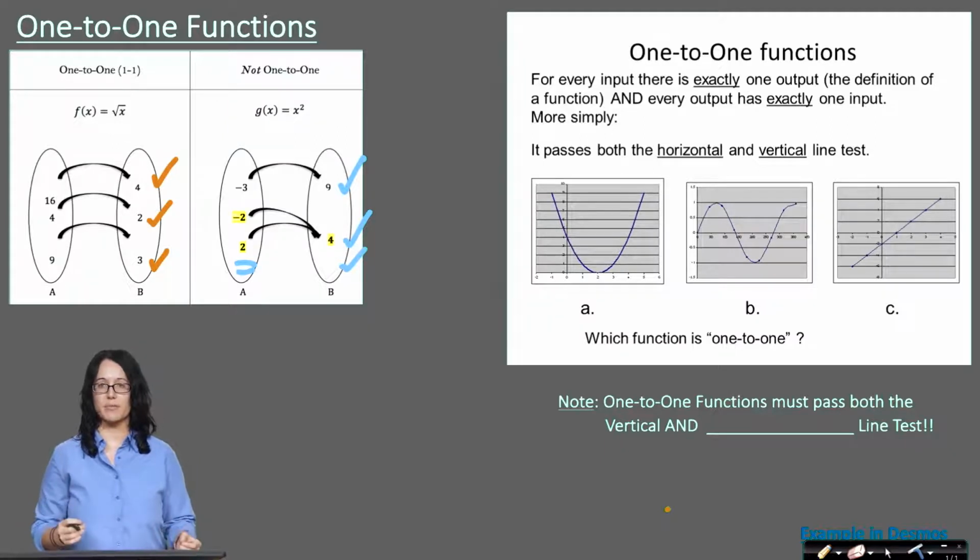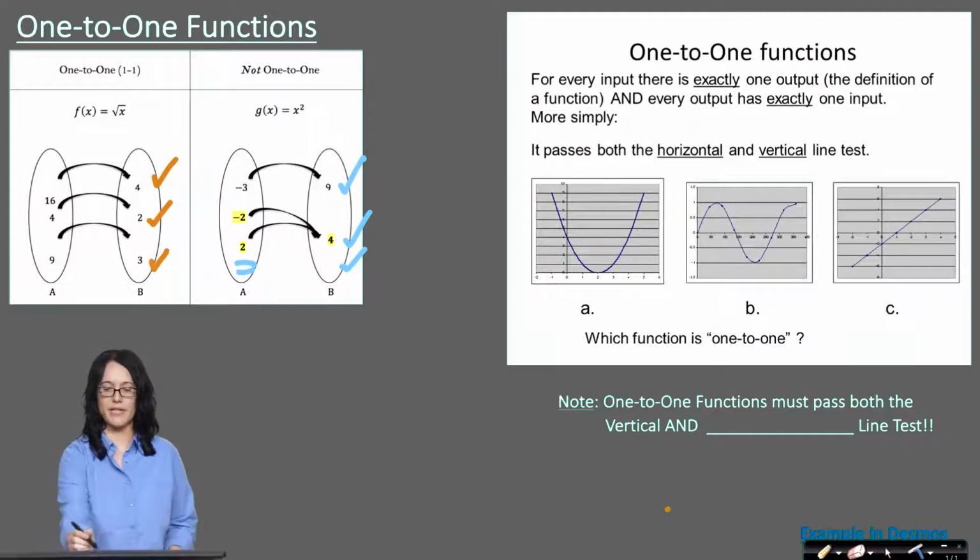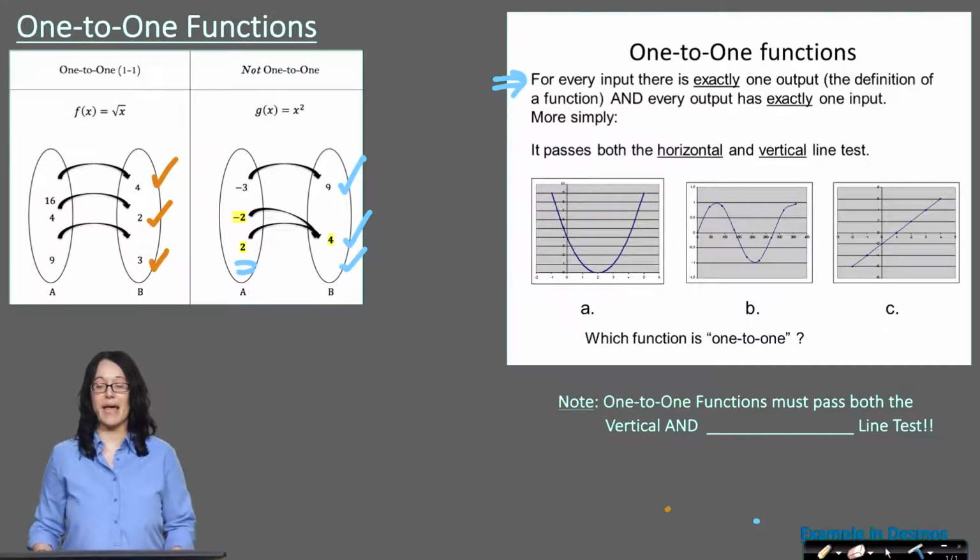So what does it mean to be one-to-one? Every x value gets mapped to precisely one y value, and that y value shares no other inputs. And that's what you see in your definition in the right-hand corner of your notes on the screen here. It says for every input, there is exactly one output, the definition of a function. Additionally, though, every output has exactly one input which generates it.